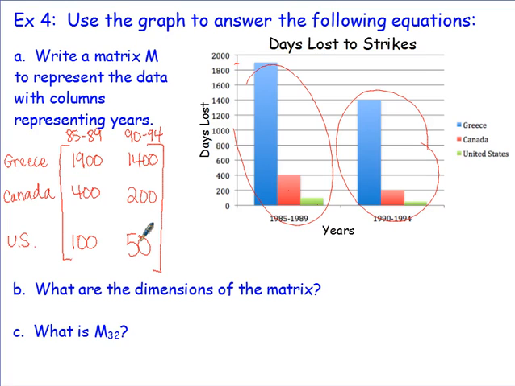So what are the dimensions of this matrix? Well, there are 1, 2, 3 rows and 1, 2 columns. And they want you to find M32. So 1, 2, third row, 1, 2, second column is 50.